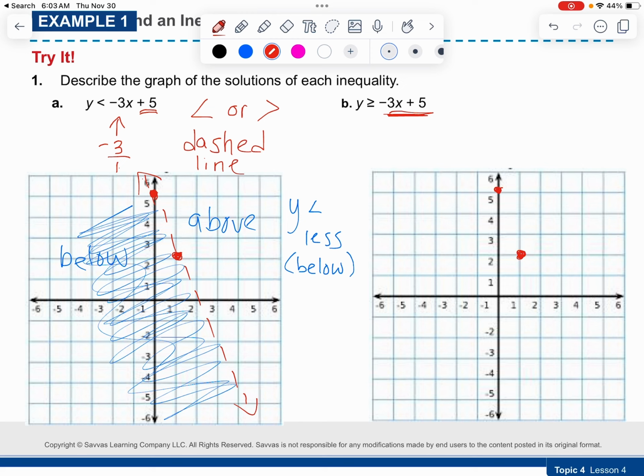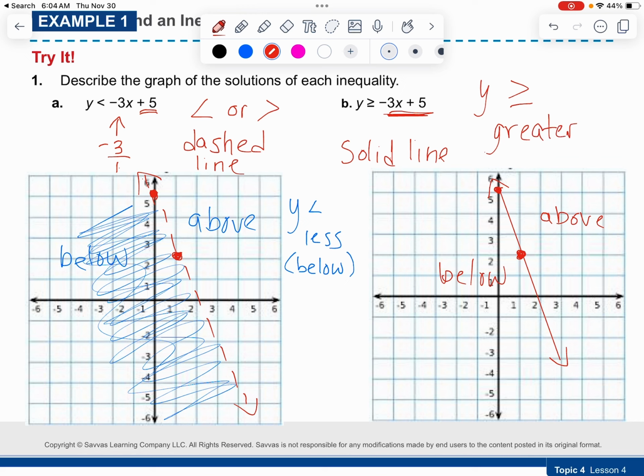We have greater than or equal to, okay, which is going to be a solid line going through both of those points. And then we have to determine if we're shading above or below our line. So our y values are greater. Since they're greater, we shade above the line.